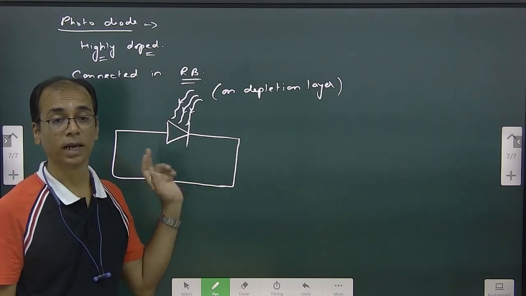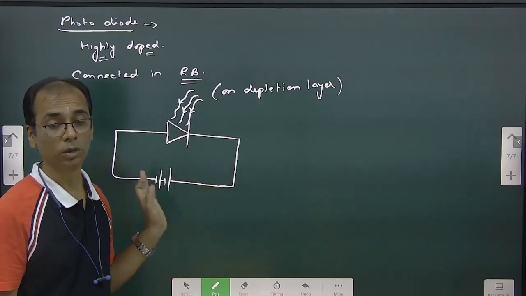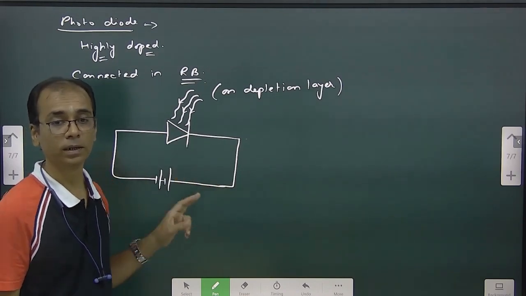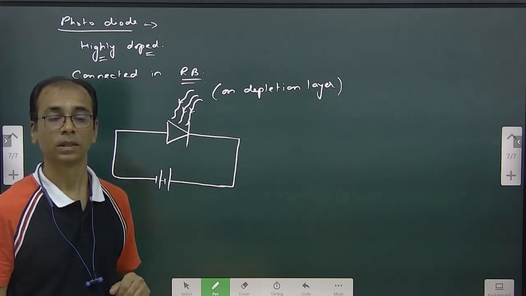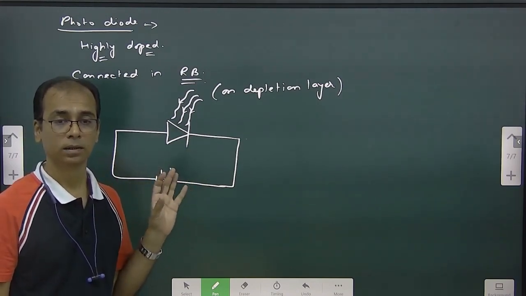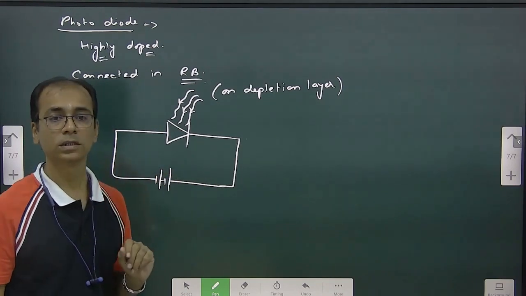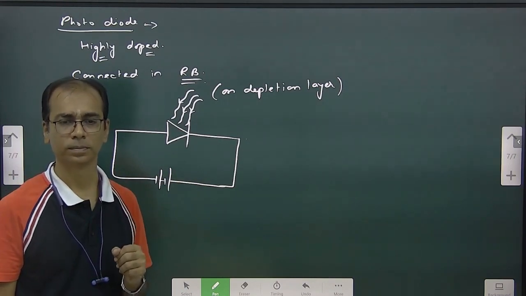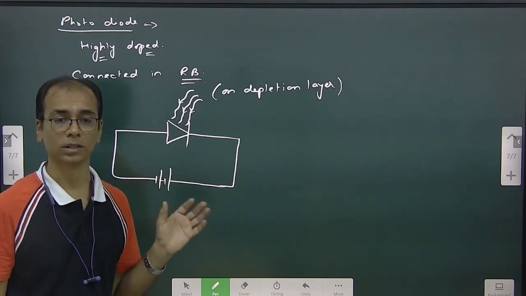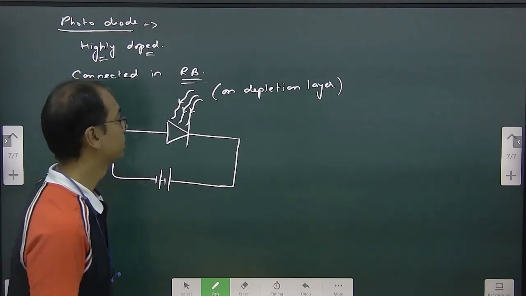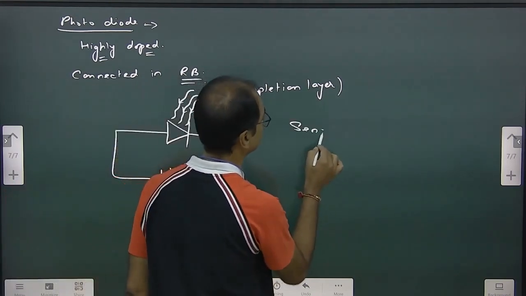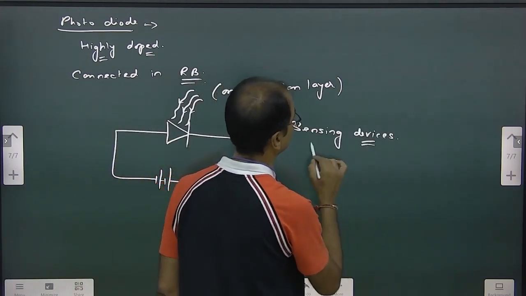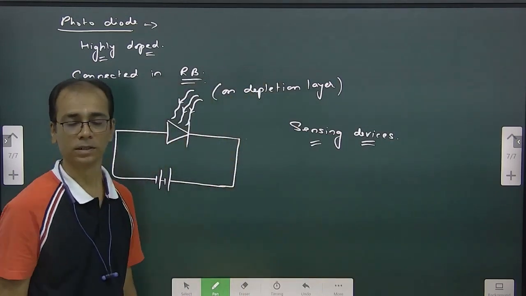Right? But this is highly doped, so the current may be more than what we saw in the normal case of reverse bias. Okay, so we will be getting current. This is how we are getting conductivity in this reverse bias circuit. Okay, this is photodiode. Where do we use it? In all the sensors. All the sensors work on this. Sensing devices.